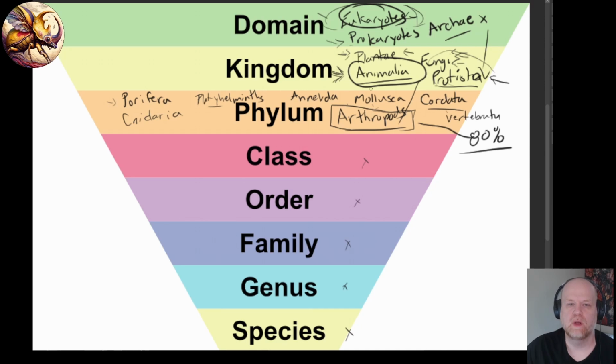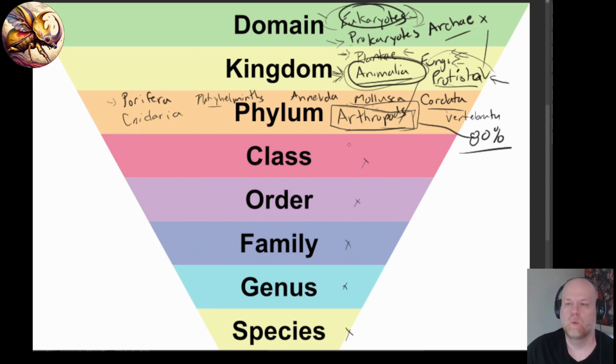And they also have all of the characteristics of all of the animals, right? So they have no cell walls. They have eukaryotic cell structures. They have mobile life stages. They're incapable of making their own food. So that is what we're interested in here. Phylum Arthropoda. And then this is where we get into the insects.